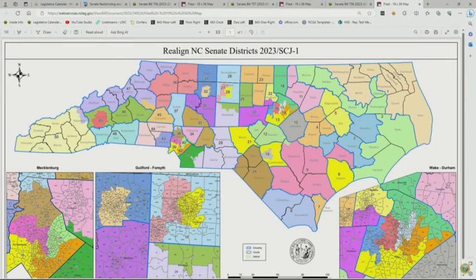Senate District 18 includes Granville County, unincorporated areas in northern Wake County, the northern Wake towns of Wake Forest and Rolesville, and parts of Zebulon. The incumbent in Senate District 18 is Senator Bode from Granville.